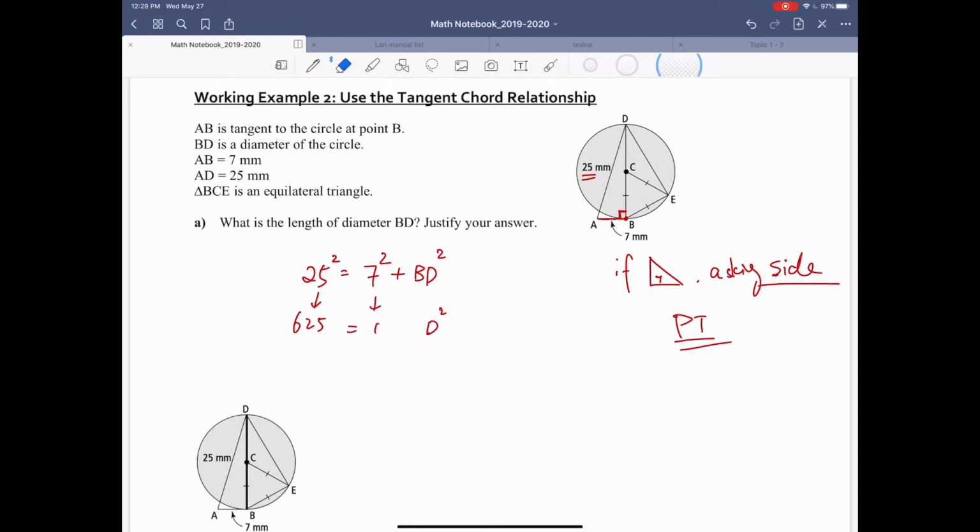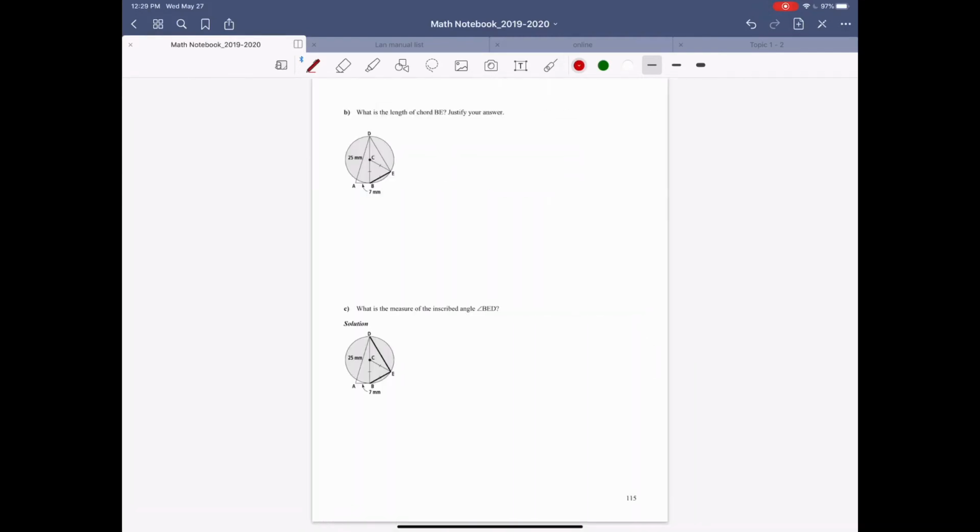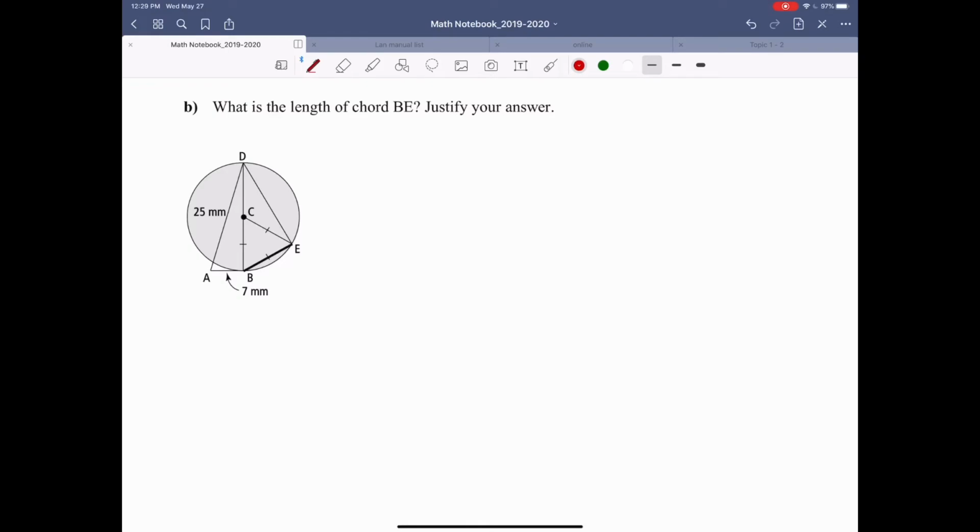Plus. Alrighty, and then we solve that. We basically switch 49 to the other side, and it turns to 625 minus 49, which will give you 576, BD squared. BD therefore equals 24. Okay, there we go. And what's the length of the chord BE?